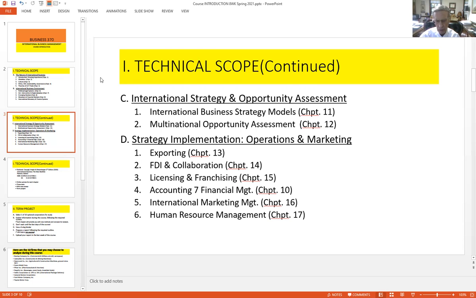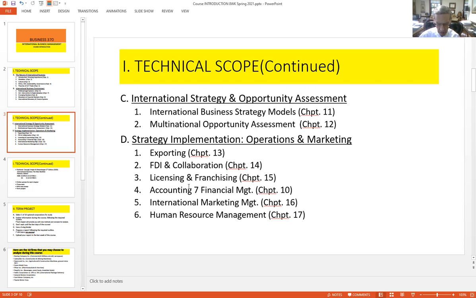Anyway, the final section of the textbook deals with implementing strategy, exporting, foreign direct investment, collaboration, which these days is very important, licensing, franchising, and so forth. Looks like I've got a typo there.